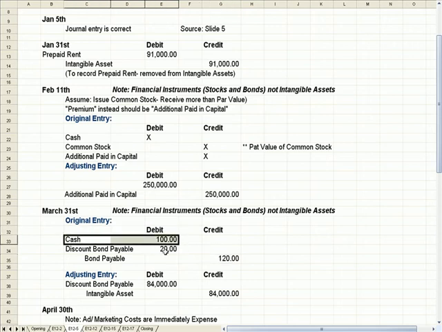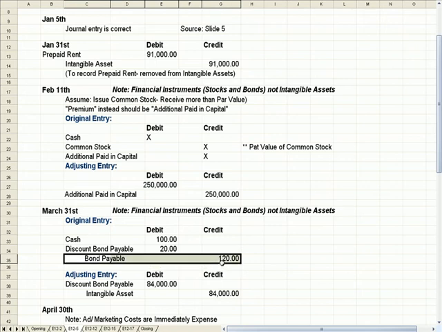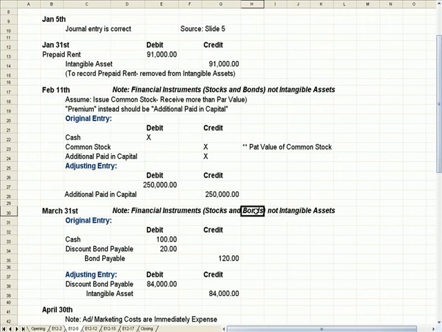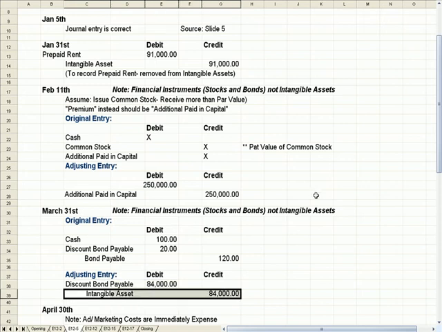The difference between the cash we get and the liability we set up is a discount on bond payable. That is not an intangible asset because it has to do with a bond that's a financial instrument. So our adjusting entry is, we debit discount on bond payable and we credit intangible assets to remove it from intangible assets.